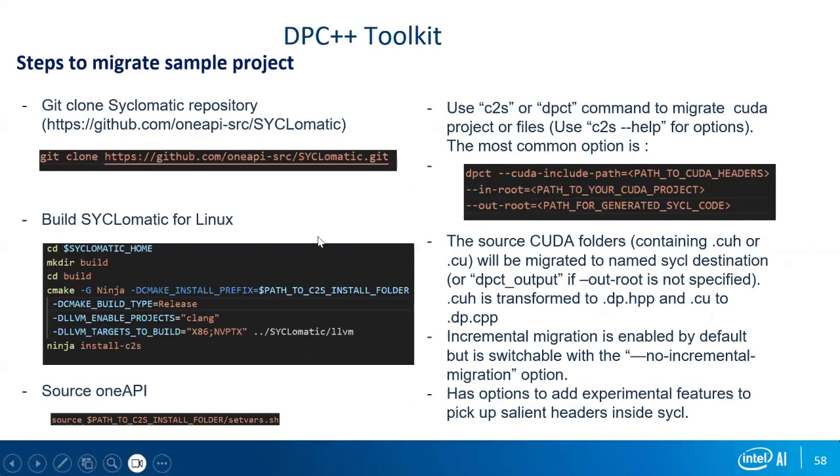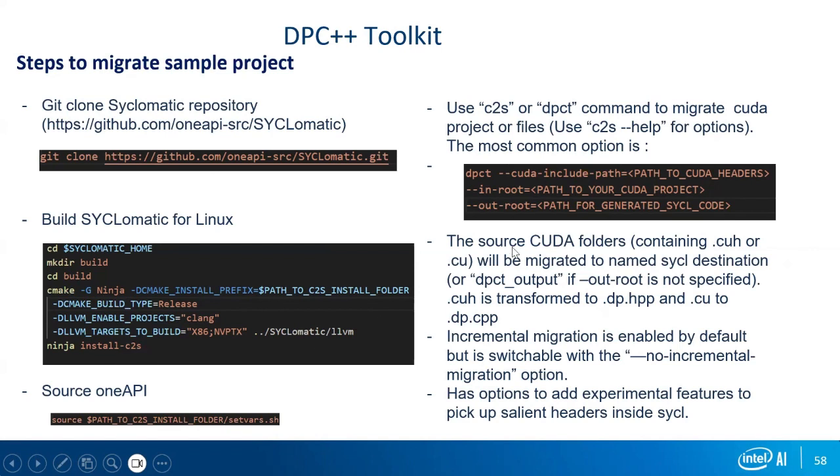Building and migrating a project first requires building the dpct target. So first you have to clone the SYCLomatic repo. You have to build the SYCLomatic repo using Ninja, cmake -G Ninja. You have to specify the c2s install folder. We have to specify certain extensions, so what targets do you want to build for? x86 target, NVPTX target, right? We want to have the clang extension for it, and then install for the Ninja c2s.